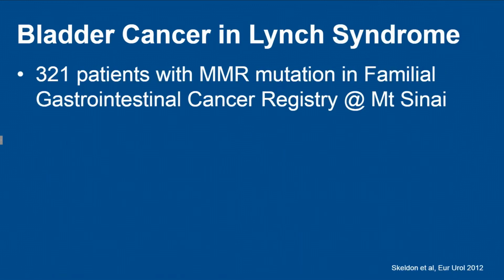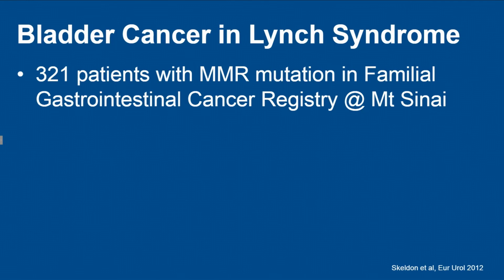Lynch syndrome is also something that's different between bladder and upper tract, or so we think. There are 6 different mismatch repair genes that can be mutated in Lynch syndrome, and upper tract urothelial carcinoma is up to 20 times more common in patients with Lynch syndrome than without.